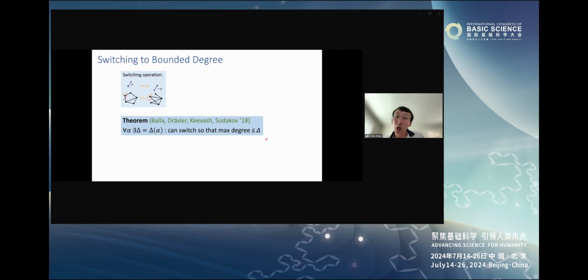And then we can start with that as a starting point to get more information about the structure of the graph and to further refine the structure of the graph until we get that this graph can be switched into one that has bounded degree. So this is a part of the proof where graph theory is very convenient.